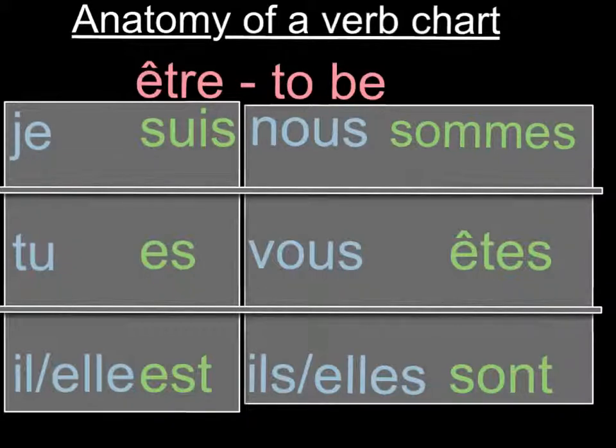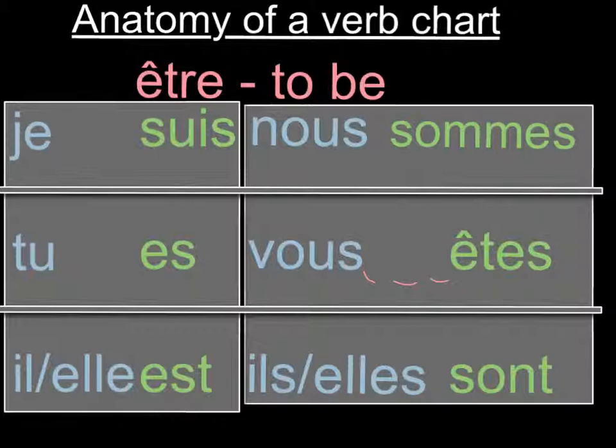Tu es. To say he is, il est, and it's the same for she, elle est. We are is nous sommes. You all are, or you formally are, vous êtes. And listen, because there is a liaison, so you have the S sound going into the sound of the E.